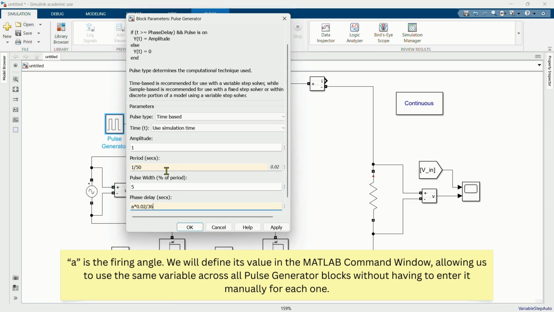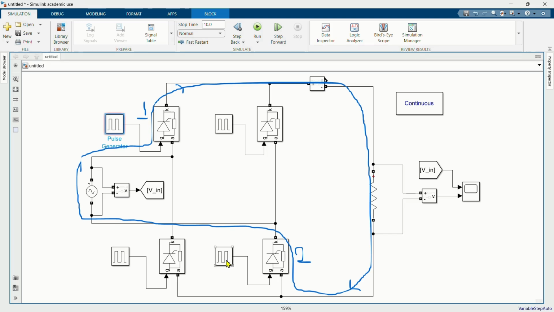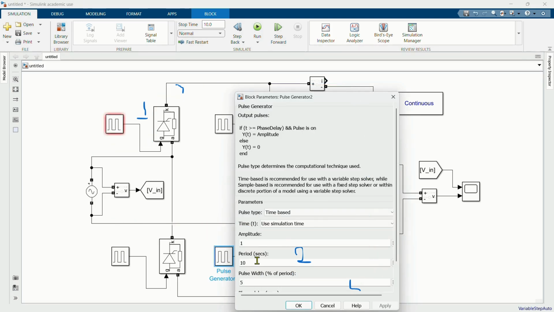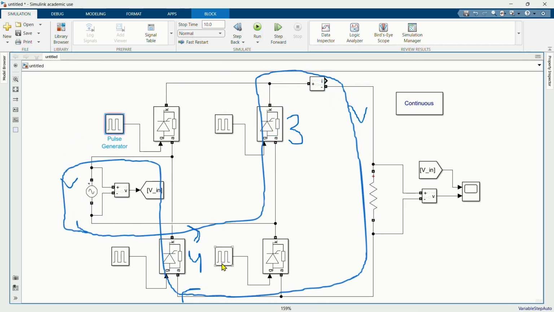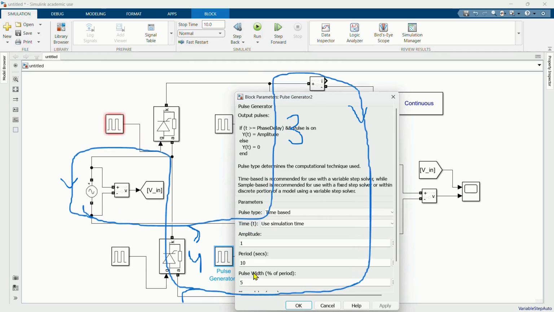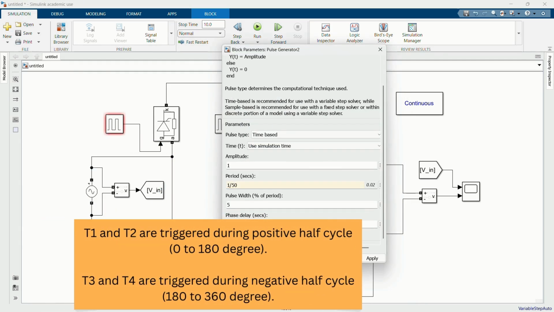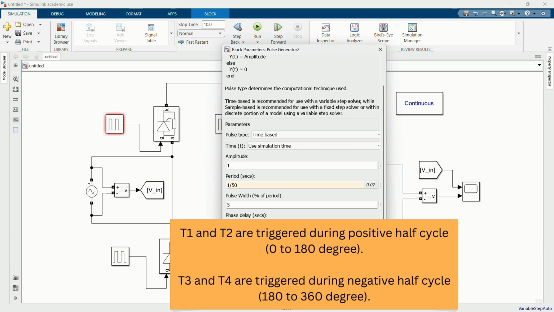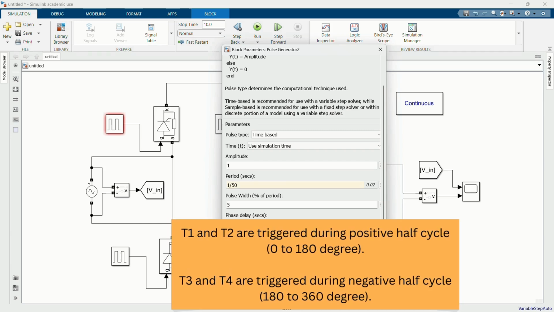To generate proper firing pulses for the thyristors, during the positive half cycle, thyristors T1 and T2, and during the negative half cycle, T3 and T4 should be triggered. You can achieve this by setting appropriate phase delays in the pulse generator.